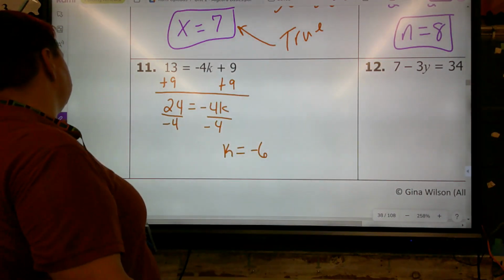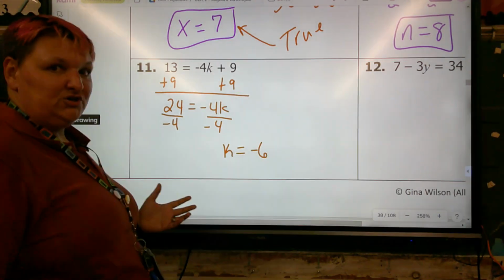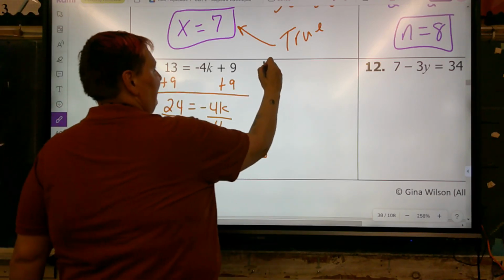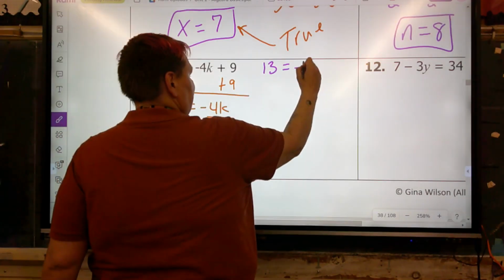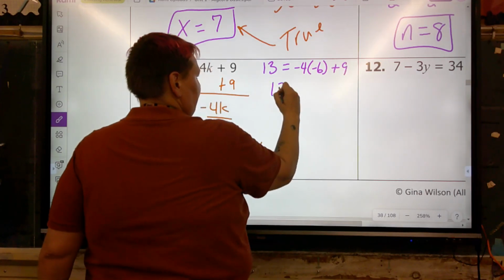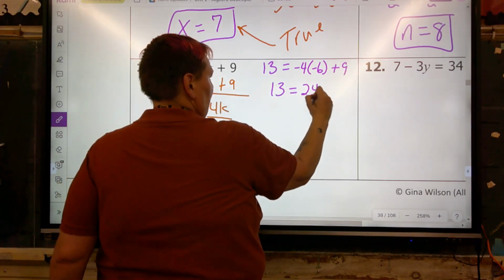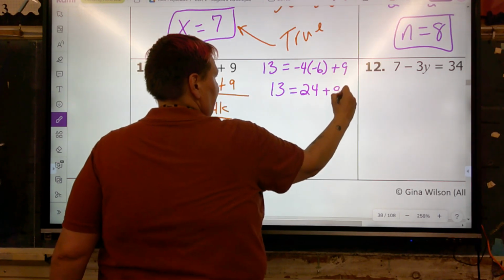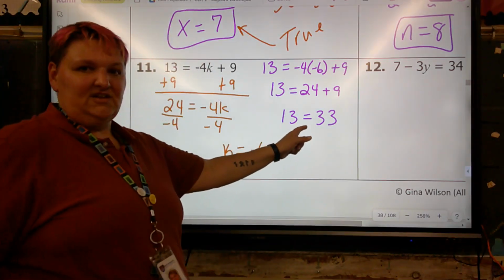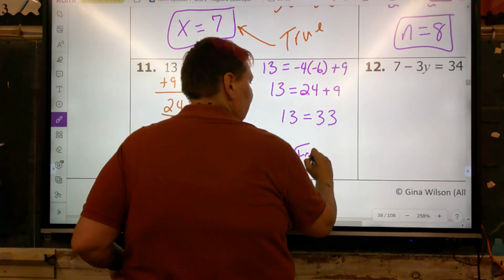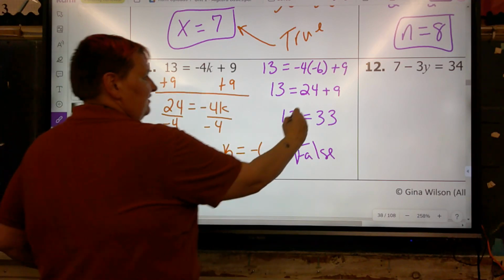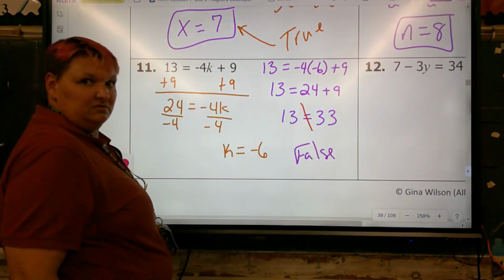So what if we say that's our answer? But we took the time to go back and double check. Let's plug it back in and see if we're right. 13 should be equal to negative 4 times negative 6 plus 9. 13 should be equal to 24 plus 9. 13 should be equal to 33. This is false. This is how you know you have the wrong answer. This is not true.